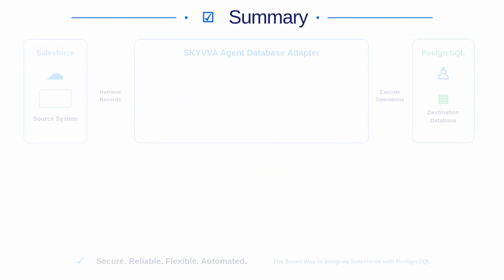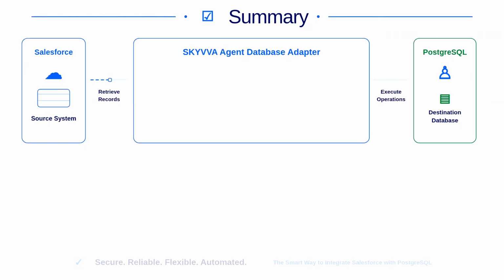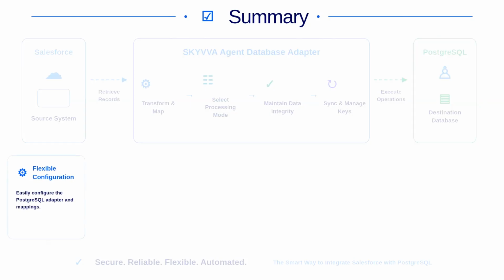Let's summarize how the SKYVVA Agent Database Adapter automates outbound integration between Salesforce and PostgreSQL. Salesforce provides the source records. The SKYVVA agent retrieves the data, transforms and maps the fields, selects the appropriate processing mode, maintains data integrity, and executes operations in PostgreSQL.